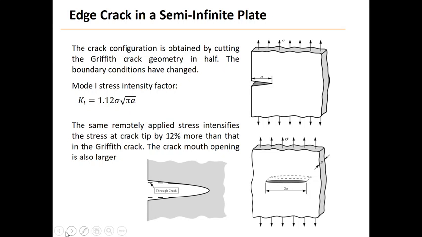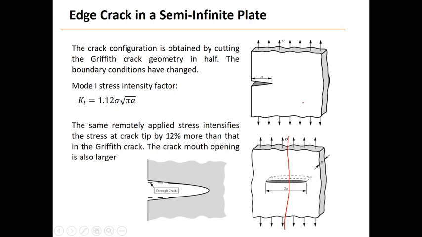So this is an edge crack in a semi-infinite plate. So very similar to the Griffith problem, right? This is the Griffith. You have a through crack and then tension applied. Now you just think about cutting this into half. Okay, so then you get the edge crack, same tension. Now just half of the a.